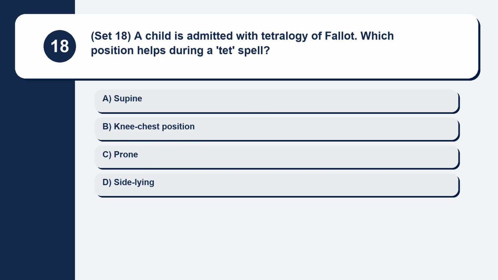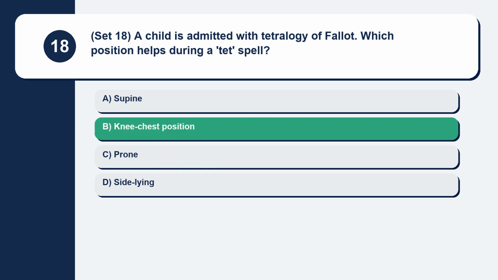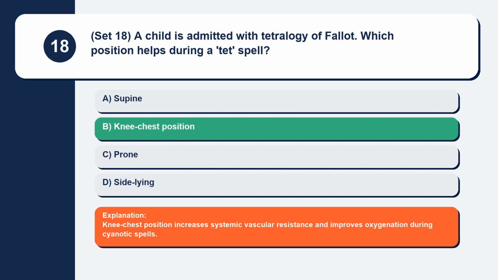Question 18, Set 18. A child is admitted with tetralogy of Fallot. Which position helps during a TET spell? Supine, knee-chest position, prone, side-lying. Knee-chest position increases systemic vascular resistance and improves oxygenation during cyanotic spells.